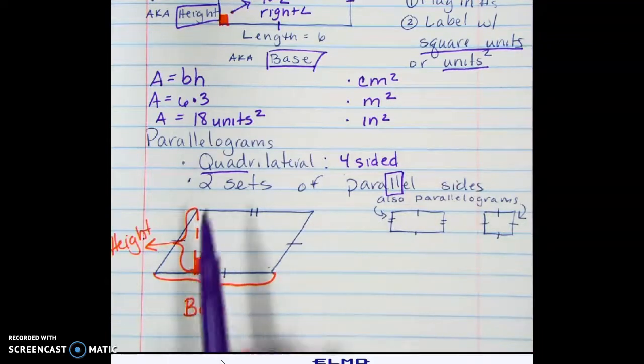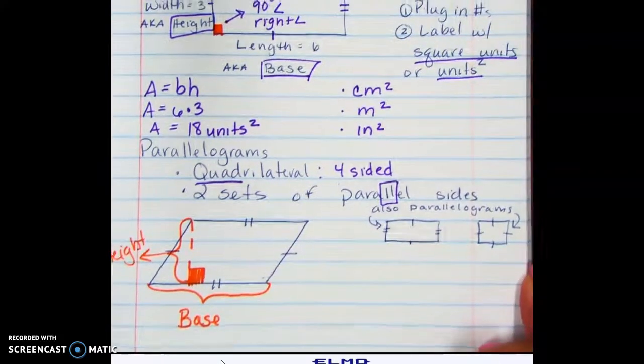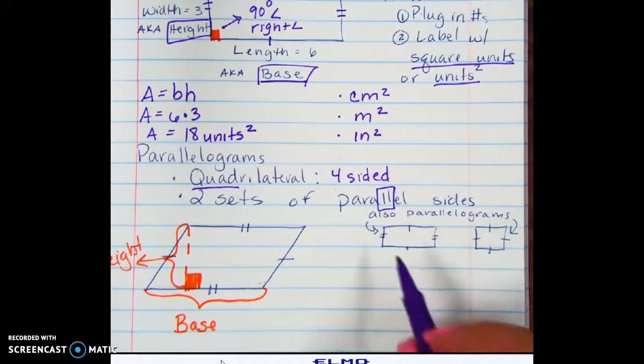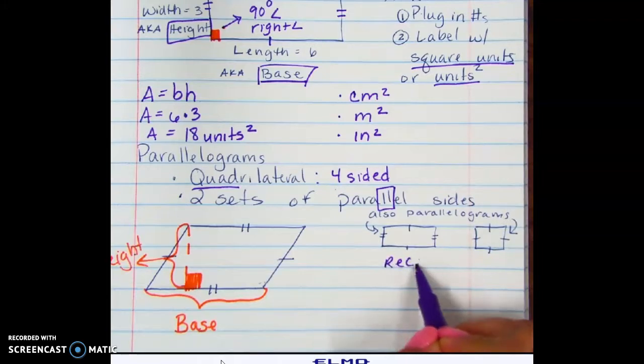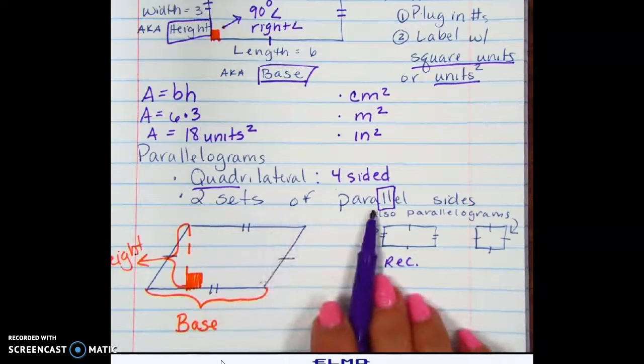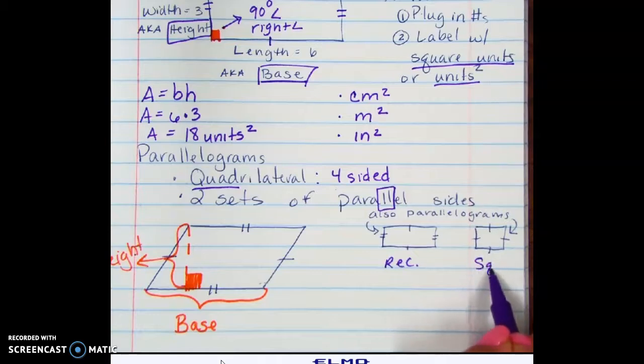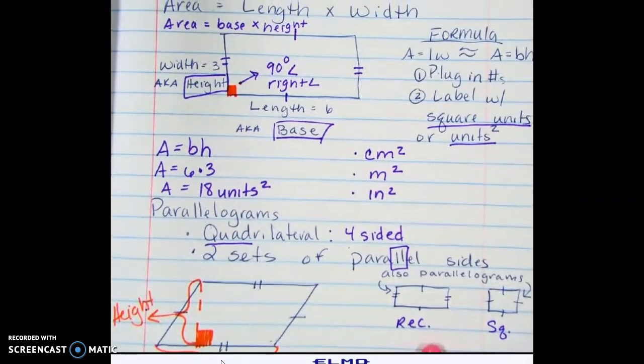Now, I also want you to know that a quadrilateral is a four-sided figure, and there's two sets of parallel sides. Well, just think about it. A rectangle is also a parallelogram because it qualifies: it has two sets of parallel sides, and it's a four-sided figure. Same thing with a square. So these are also parallelograms, and that is why length times width can also be base times height.